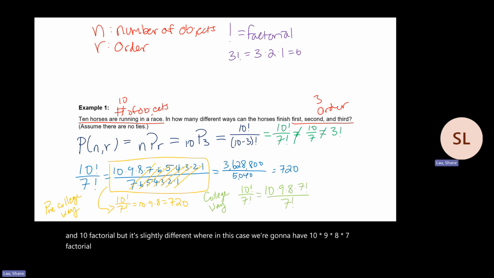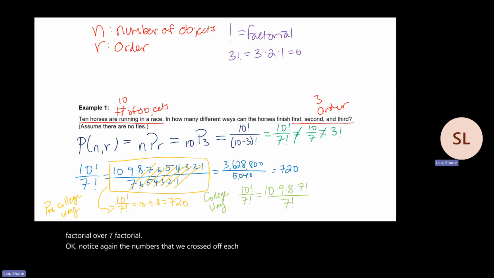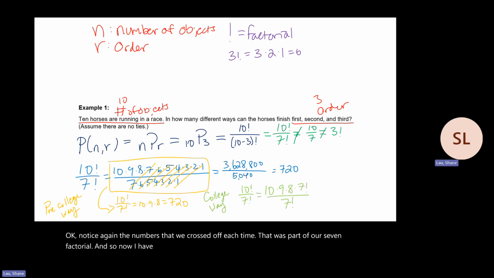over 7 factorial. Okay, notice again, the numbers that we crossed off each time, that was part of our 7 factorial. And so now I have multiplication times our 7 factorial over our other 7 factorial, and they're the exact same factorial. Now we can cancel it out, unlike what we did beforehand with that 3 factorial right here.